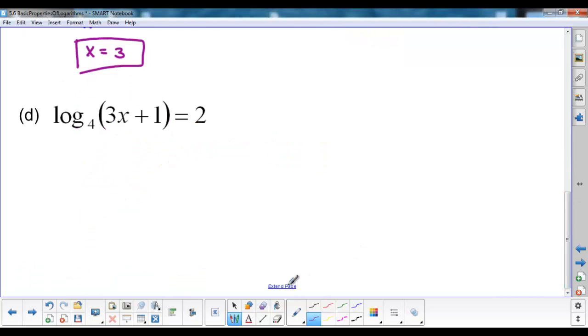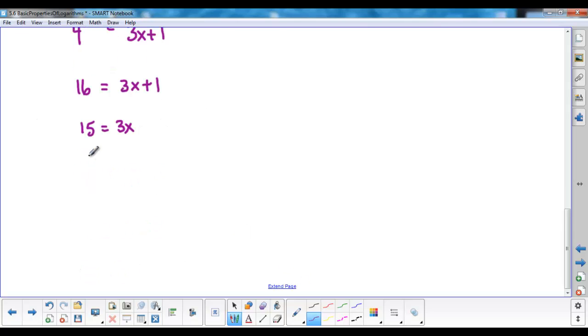Okay, and one more, again, always going back to changing into exponential form. So our base to the power of 2 equals our argument, 3x plus 1. Well, we can evaluate that. 4 squared is just 16. So what we have now is this nice linear equation. I'll bring the 1 over. So 15 equals 3x. Divide both sides by 3. And we have x equals 5.